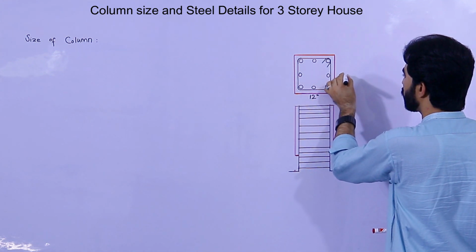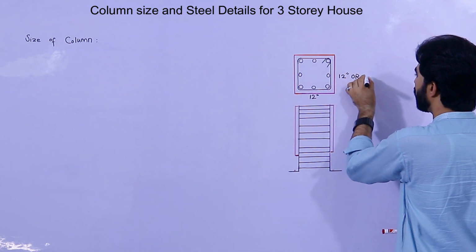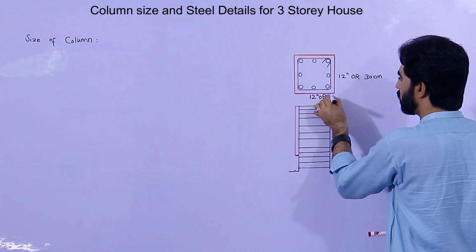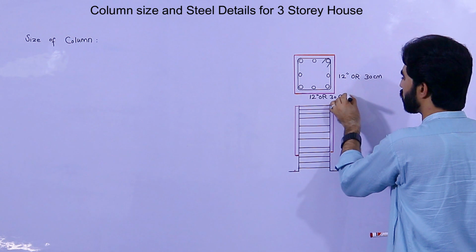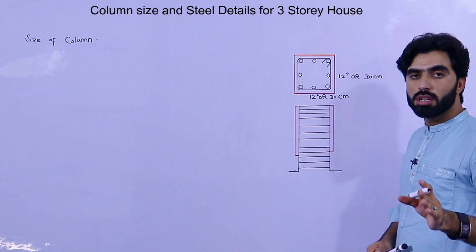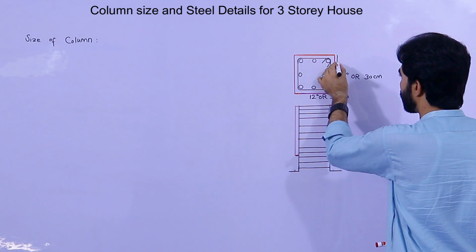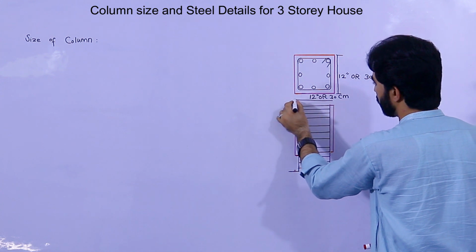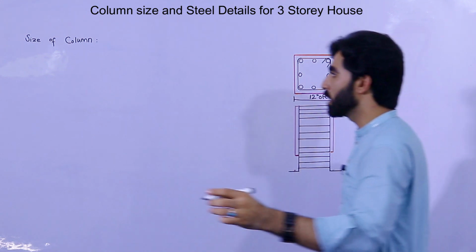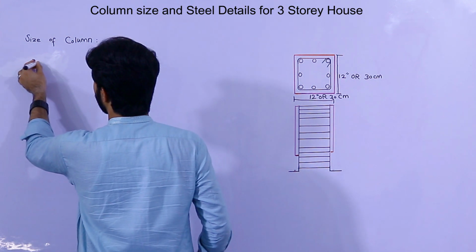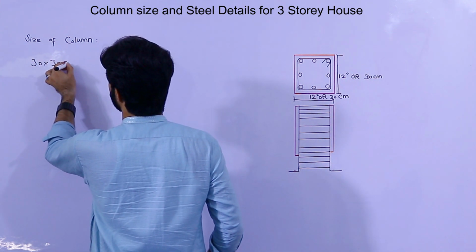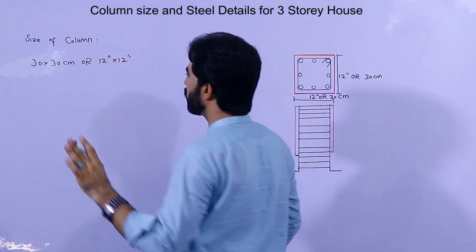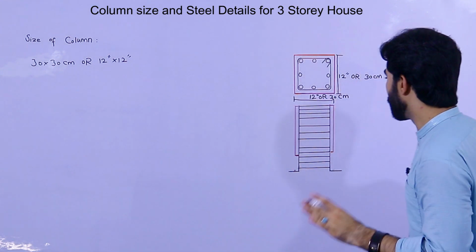12 by 12 inches, or 30 centimeter by 30 centimeter. This is the size of the column for a 3-story building. It should not be less than this. The size should be 30 by 30 centimeter or 12 inch by 12 inches. So this is for a normal residential building, 3-story.